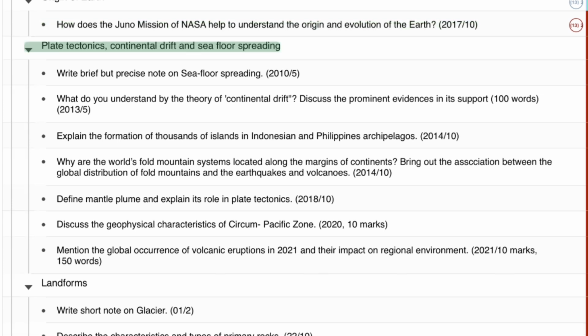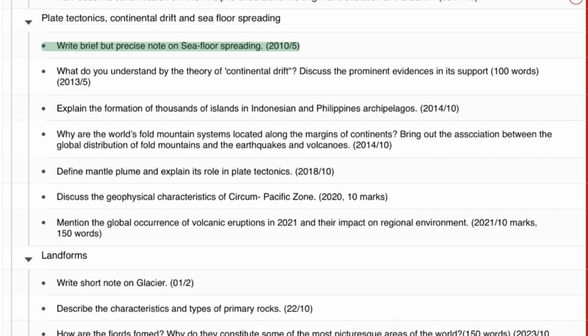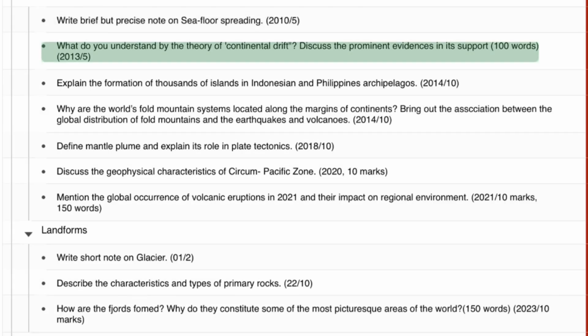Plate tectonics, continental drift, and seafloor spreading. Write a brief but precise note on seafloor spreading. 2010, 5 marks. What do you understand by the theory of continental drift? Discuss the prominent evidences in its support.